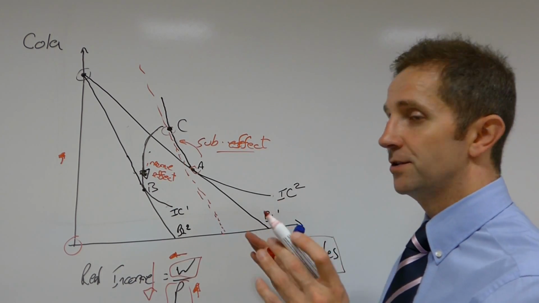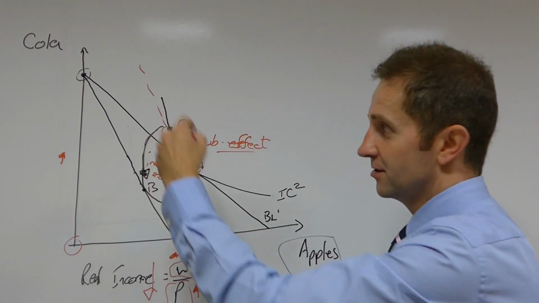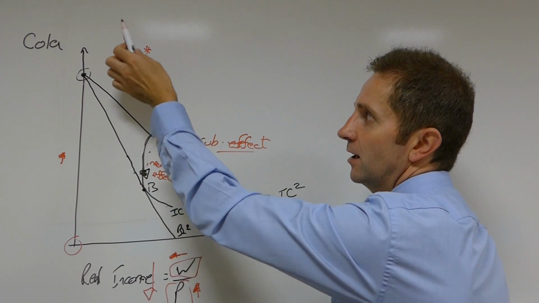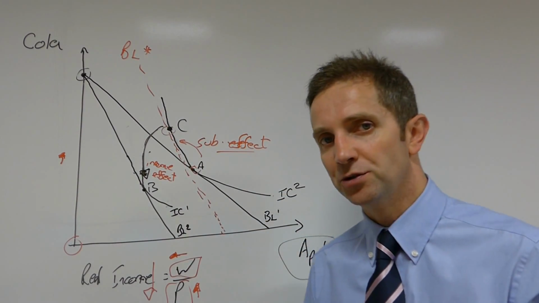And obviously the final thing I'd like to mention on this is don't forget to label, as I have forgotten to do so, don't forget to label this as BL star, this being what's referred to in your OCR textbook anyway, as the shadow budget line.